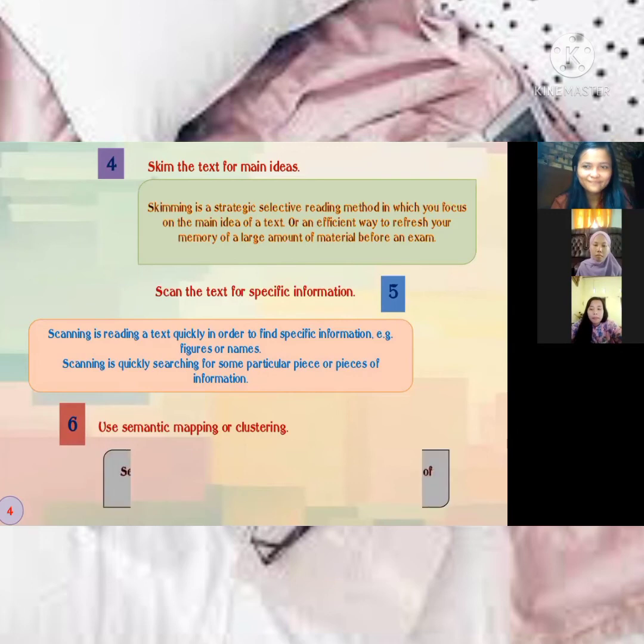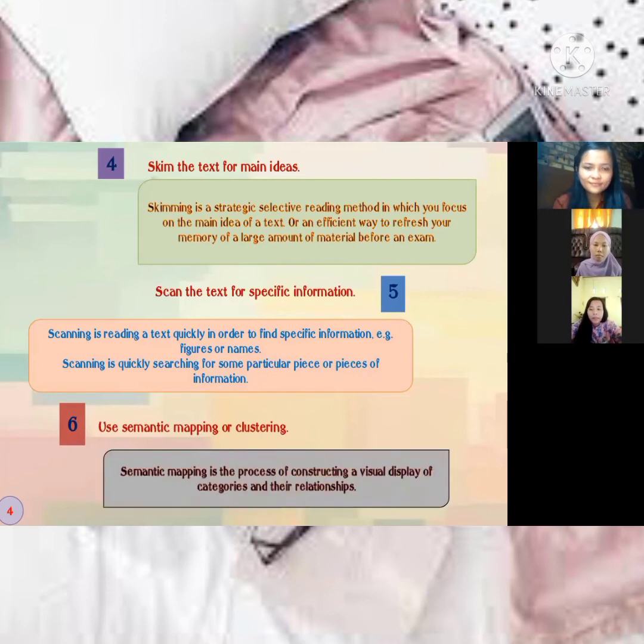Use semantic mapping or clustering. A semantic map is the process of constructing a visual display of categories and their relationships.